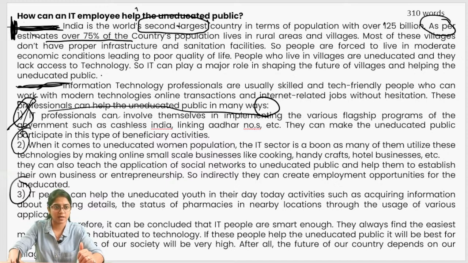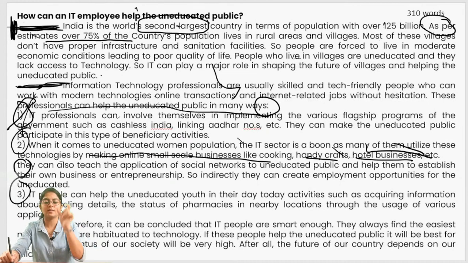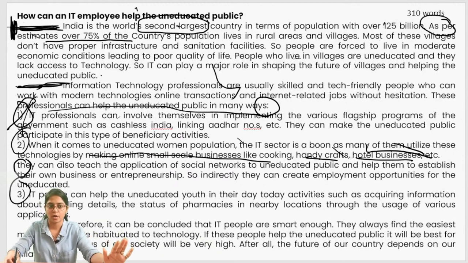Now if you see this, we have come to this paragraph, look at this point 2 here. Many of them utilize this technology by making online small scale businesses like cooking, handicraft, hotel businesses, etc. And here look at this mistake: the word "they", the first alphabet of "they" is T, and it is small. This is also identified by this software. It's language, capitalization, small case, uppercase. It has to be followed throughout your essay. So here the big mistake is this capitalization.